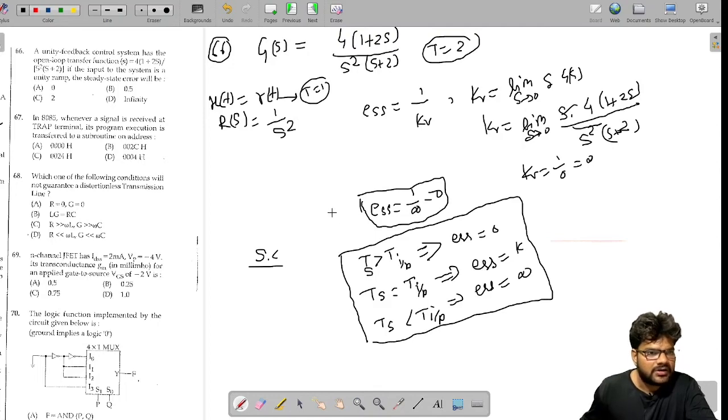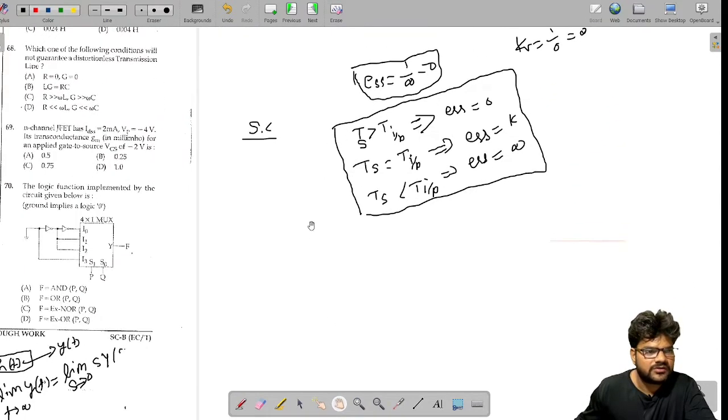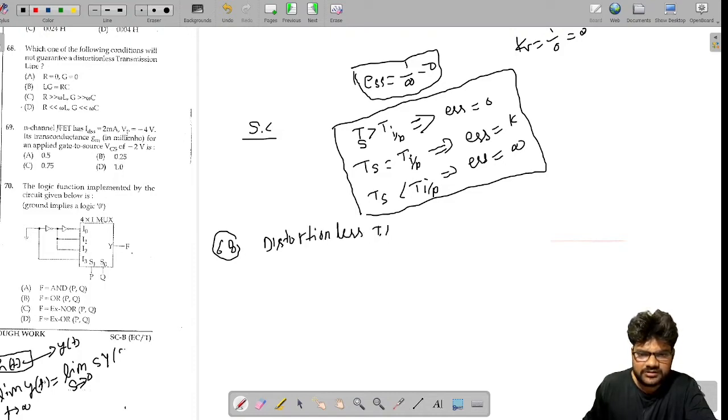Okay, now let us go to the next question. The next question we will go to is question number 68. Question number 68 is: which one of the following conditions will not guarantee a distortionless transmission line? For a distortionless transmission line, the condition is LG equals RC, and we have to see which of these conditions will not guarantee a distortionless transmission line.